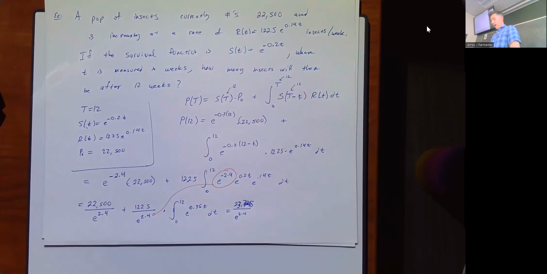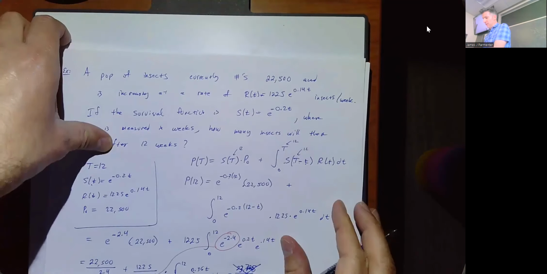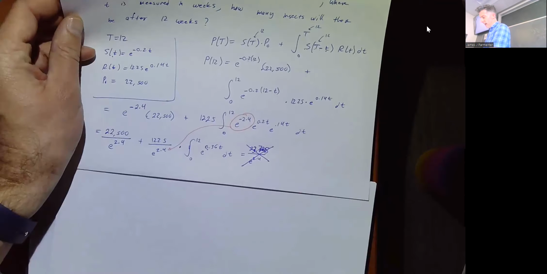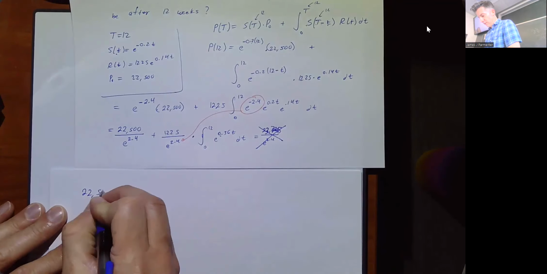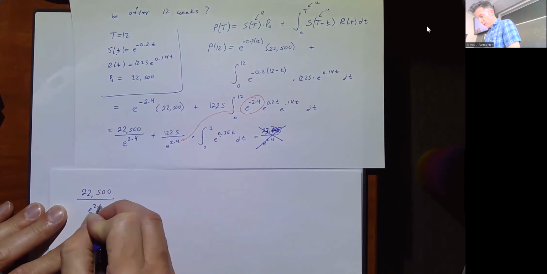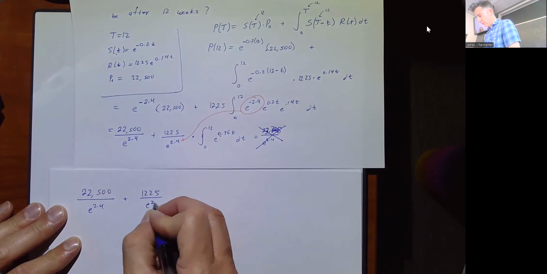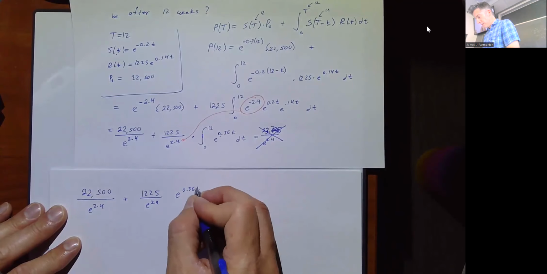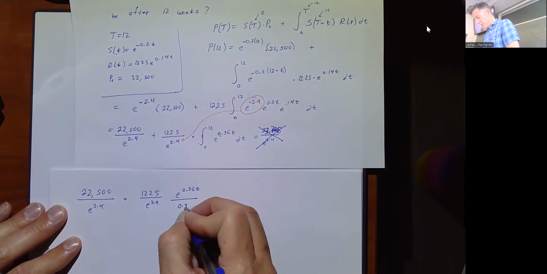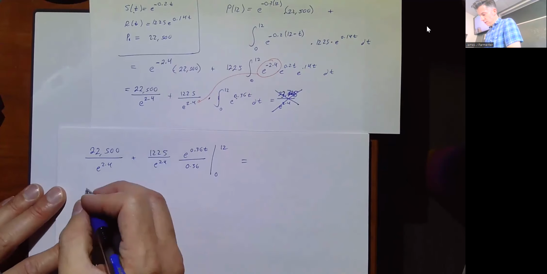What am I doing? I'm forgetting that this is multiplied by that, and I'm trying to add these two things together. Wow, I should lose my license to teach. Not really, but I should be more careful. So what I should really have here is 22,500 divided by e to the 2.4 plus 1,225, sorry, divided by e to the 2.4. And then the integral of this is going to be e to the 0.36 t divided by 0.36 evaluated from 0 to 12.